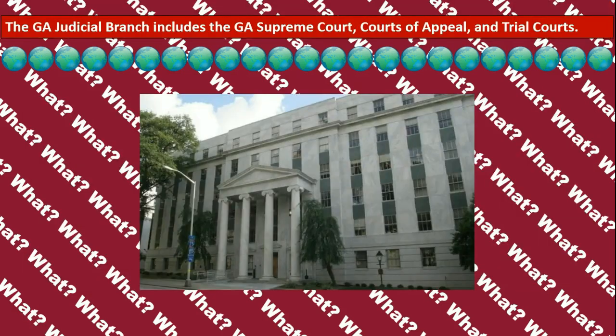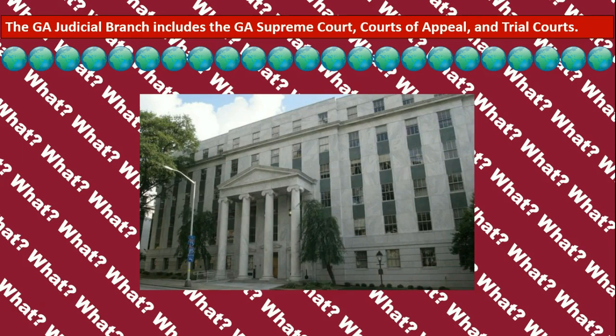Gosh! Finally, the federal judicial branch is the Supreme Court, of course, but also some other courts you've probably never heard of: federal appellate courts and federal district courts. The Georgia judicial branch is similarly set up with a few extras. We have a Georgia Supreme Court, Georgia Courts of Appeals, and Georgia Trial Courts.